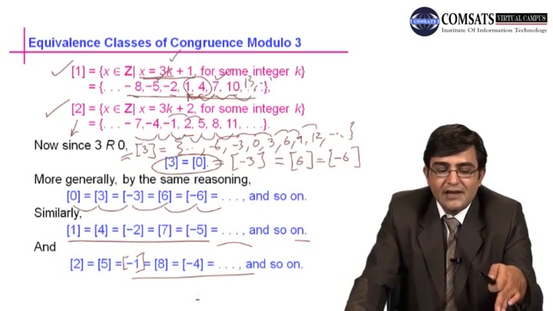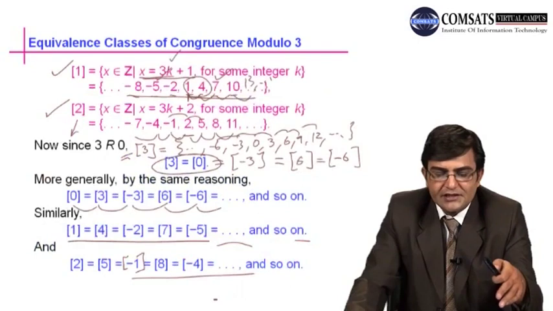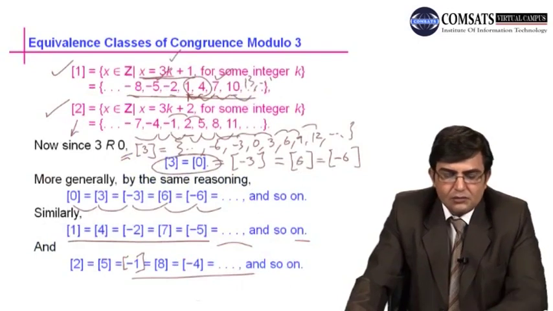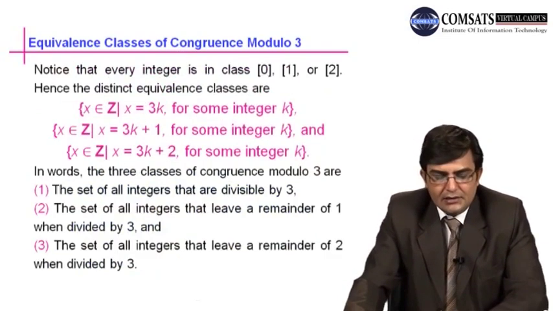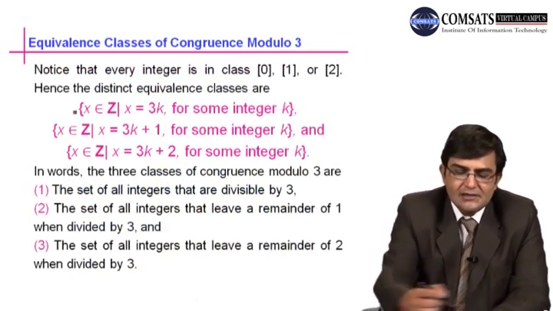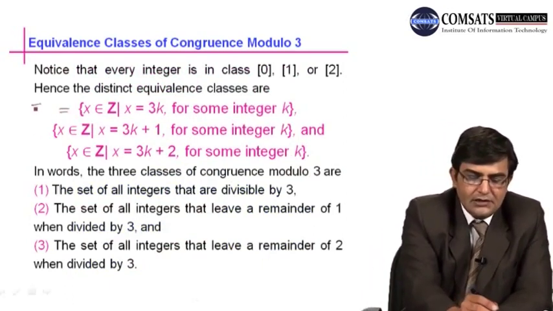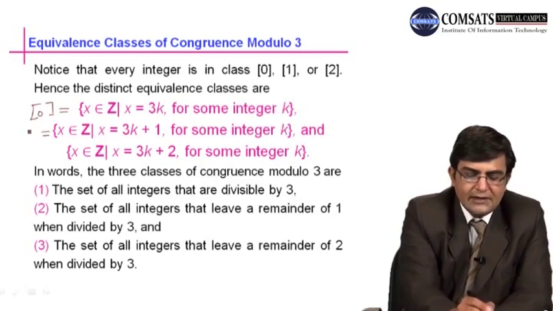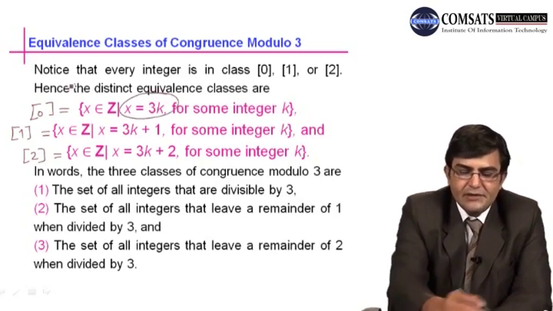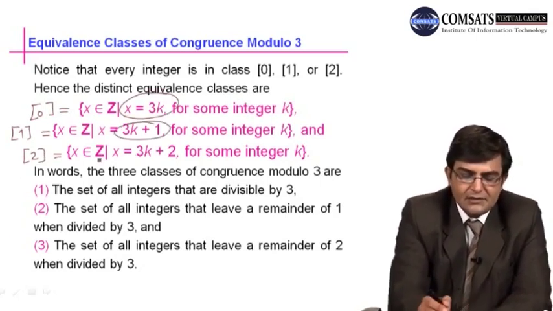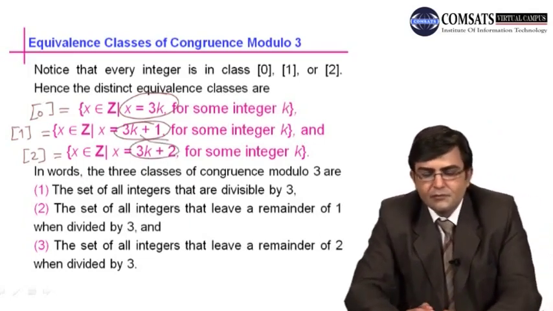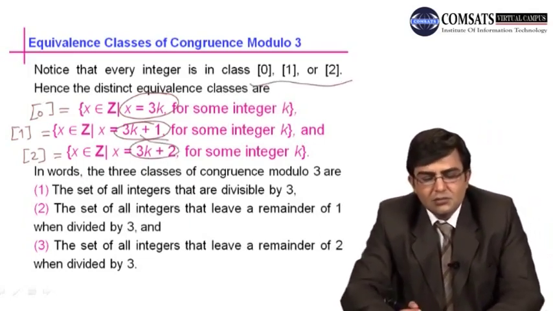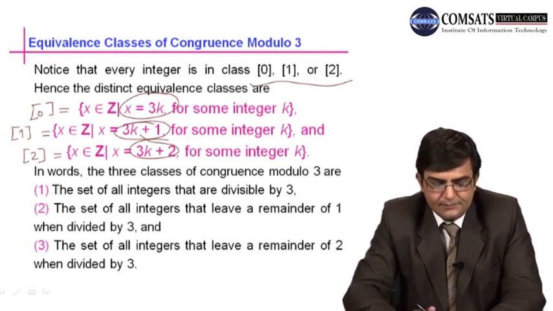If they are related to one of these 3 integers, 0, 1, 2. So we get only 3 equivalence classes. The first class is the equivalence class of 0. The second is the equivalence class of 1. The third is the equivalence class of 2. Each contains all these elements. So 0, 1, 2 are the only distinct classes.